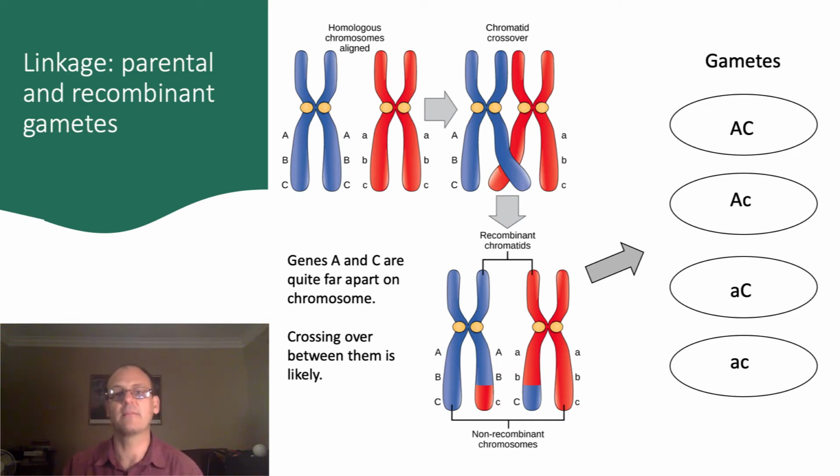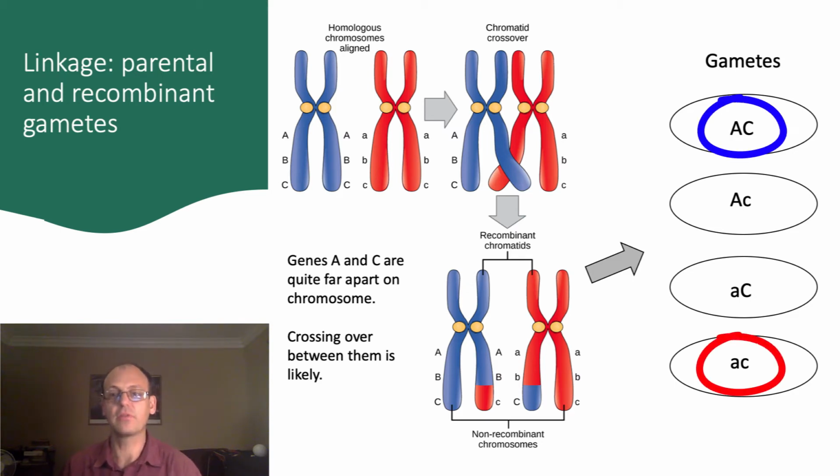Let's look at this example here with 3 genes on the long arm of this chromosome. The paternal alleles are all big letters, big A, big B, and big C. The maternal chromosome carries the 3 little lettered alleles. For now, let's just consider the A and C genes. So, any gamete that's produced will have one allele of the A gene and one allele of the C gene.